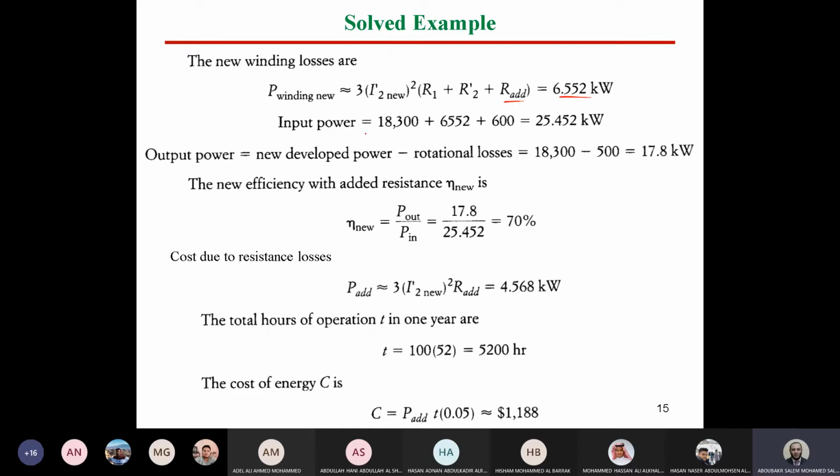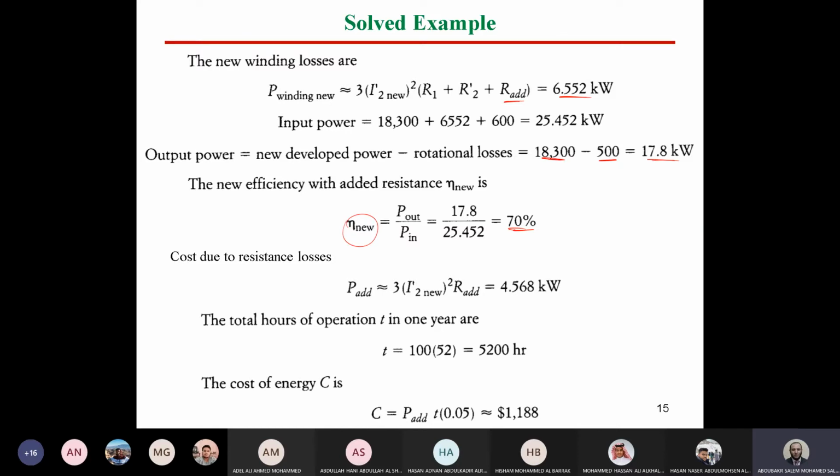So the input power is nothing but also again the developed power plus core losses plus copper loss. So we can get the overall input power, and you have the machine output power. You can say output power equals mechanical power minus rotational loss. You get the mechanical power, and you have the mechanical loss as constant power. So we can get the output power now. So we can calculate the efficiency in the new case, and you can see it's now 70%, which means the efficiency has been decreased. Why? Just because we added resistance in order to make speed control.